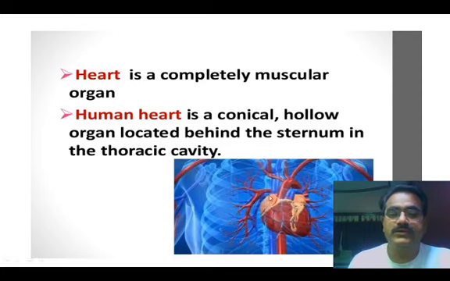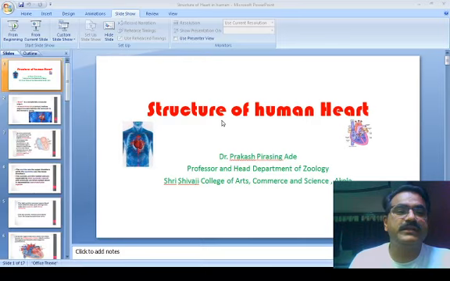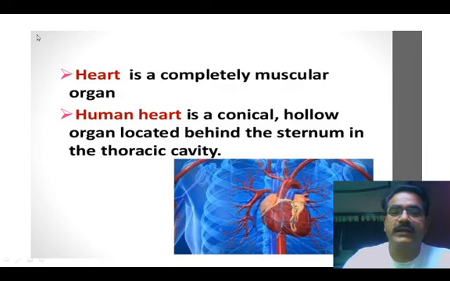In human beings, the heart is reddish, conical in shape, a hollow organ. It is present behind the sternum in the thoracic cavity, and it acts as an important pumping organ in human beings.